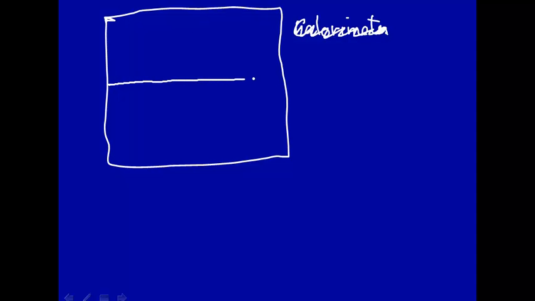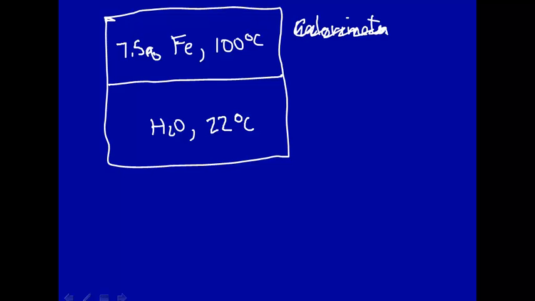All right. So let's look at it this way. Here's the iron up here, and it is at 100 degrees C. Down here is water, and it is at, what did we say, 22 degrees. Can't draw very well tonight, so let's try it again with a felt tip pen. This is at 22 degrees C. And we said that this was 7.5 grams of iron, and this was 25 grams of water.